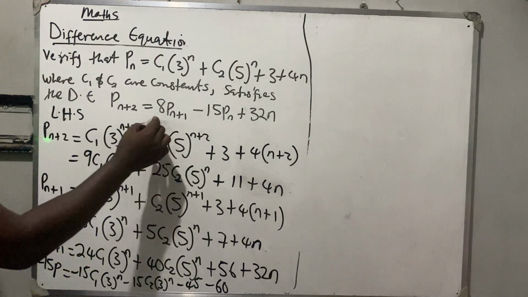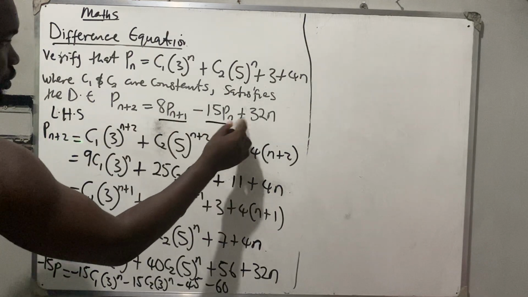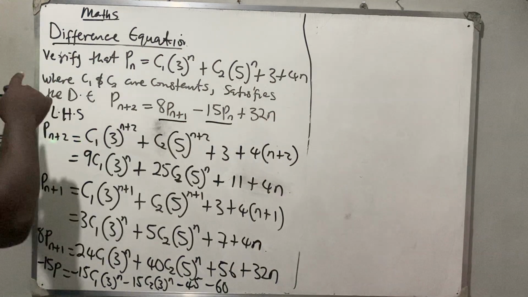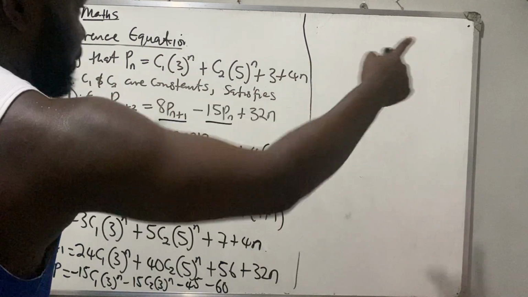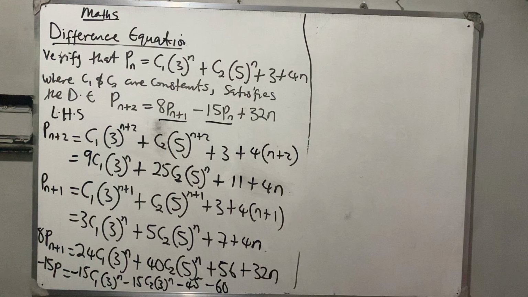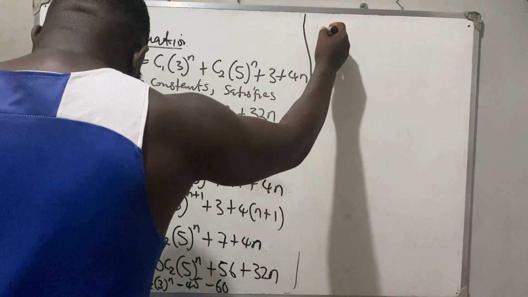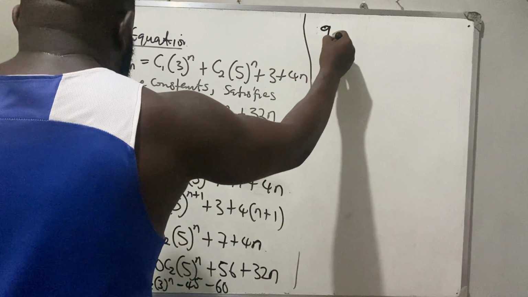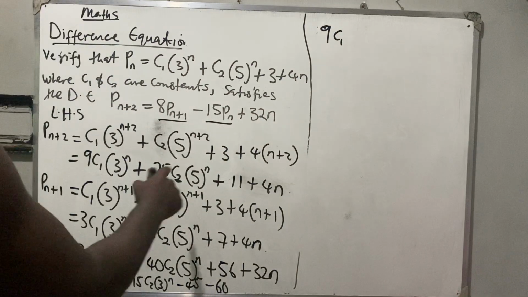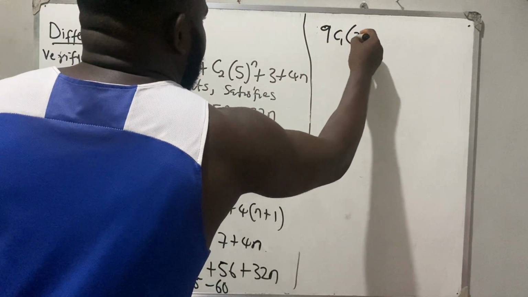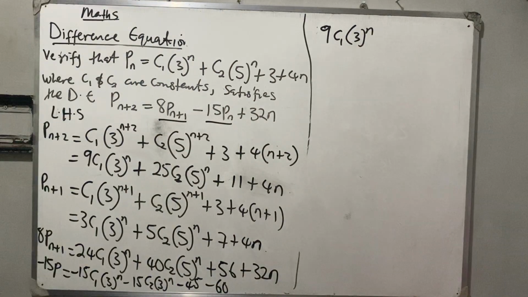So what I'm supposed to add is 8pn with these two. Then I will now add this to it. If not for my board, I'm supposed to write it long this way so that you'll be seeing it, but we can still do it here. So this plus this is giving me 9c1. Write your own very long so that you will see it. 9c1, 3 raised to power n. Okay, for all the c1. So let's go to all the c2.